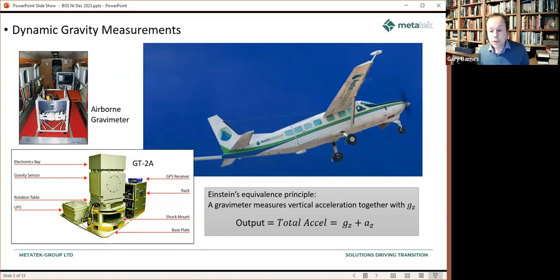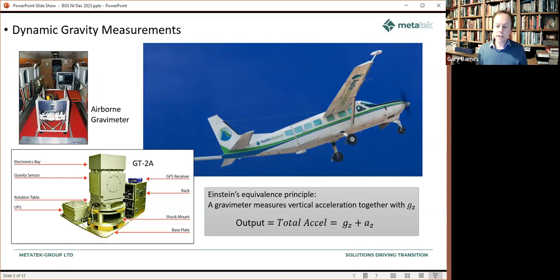Now, when it comes to gravity measurements, you're really restricted by what's known as the equivalence principle. This is Einstein's famous equivalence principle, which says that you can't distinguish between a change in gravity and a change in acceleration unless you have some external measurement.